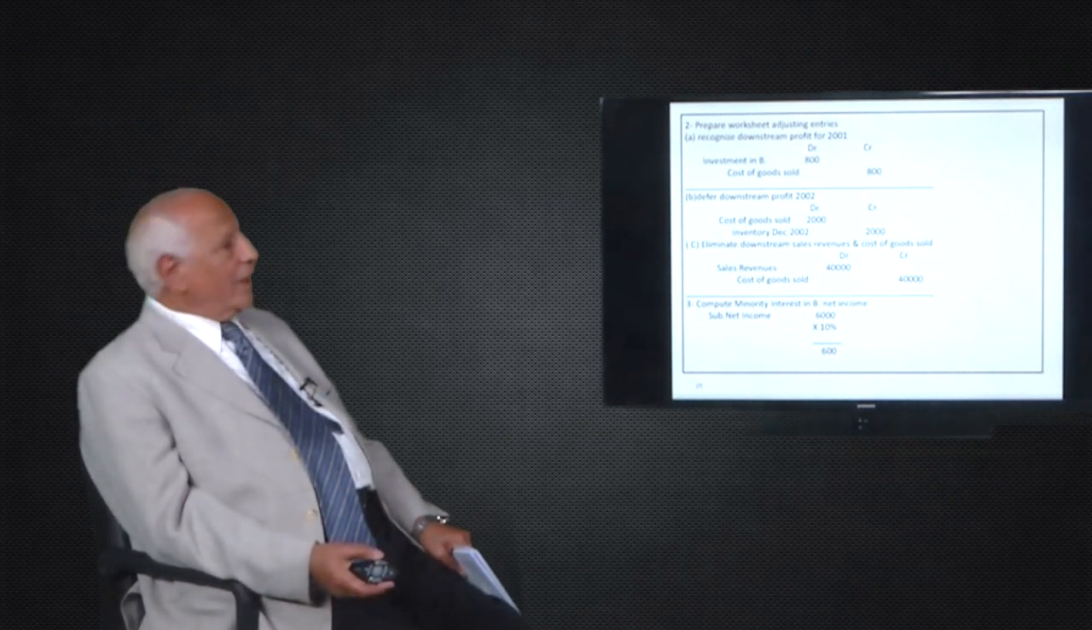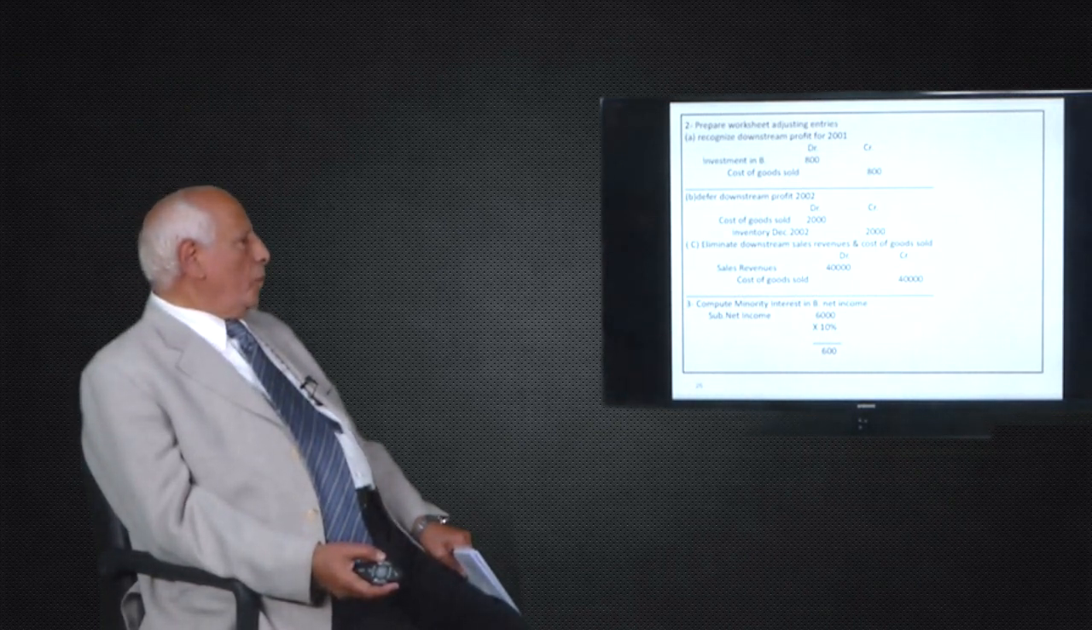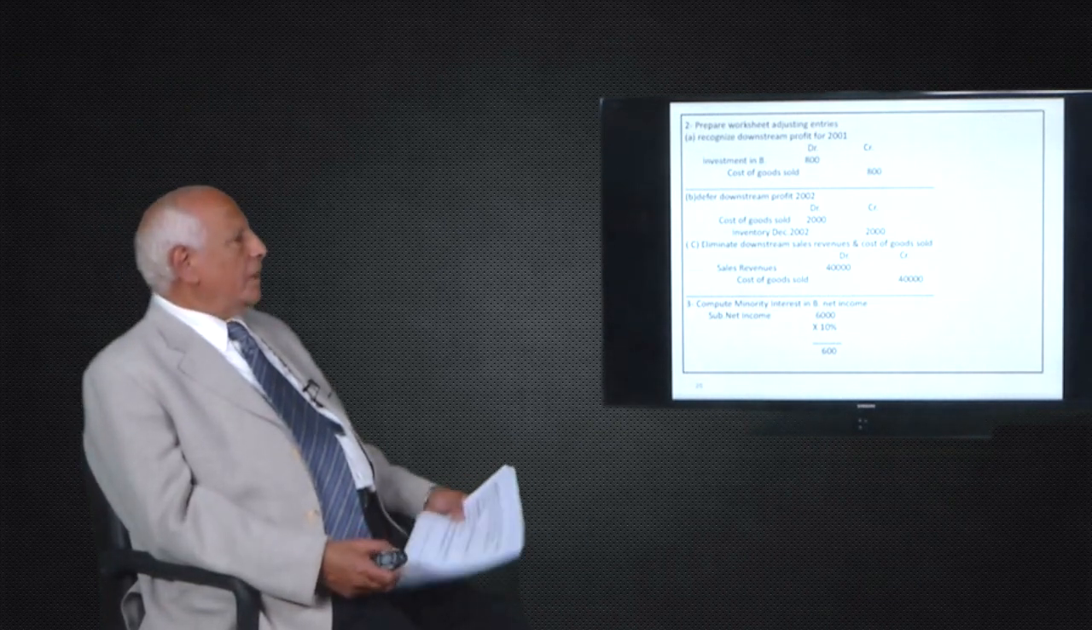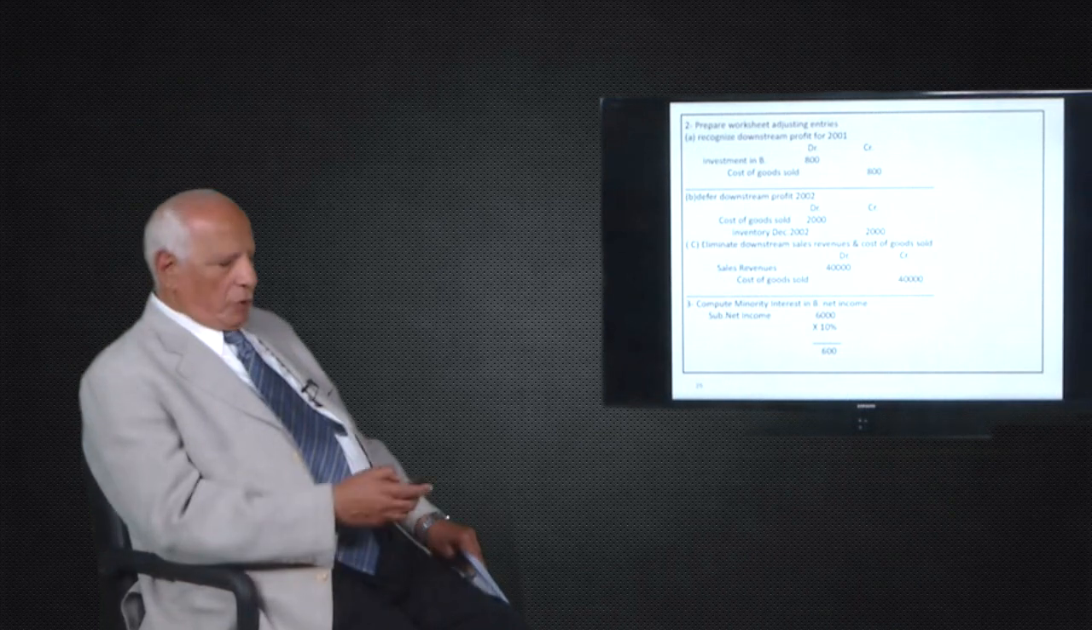We finish this. The last question here: compute minority interest in B net income. You take the same amount, 6,000 multiplied by 10%. You need to know what this one is.